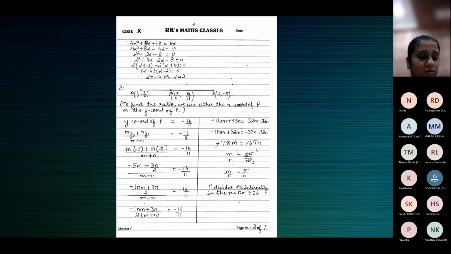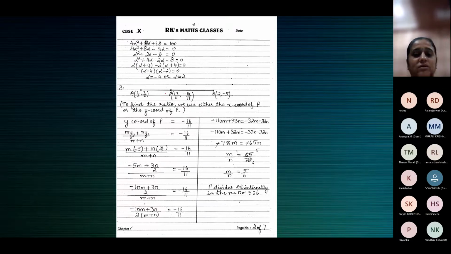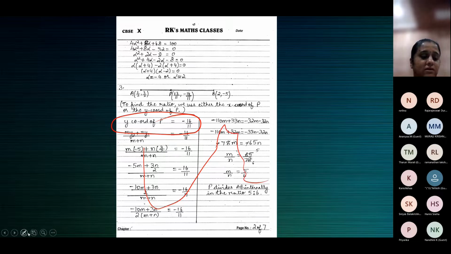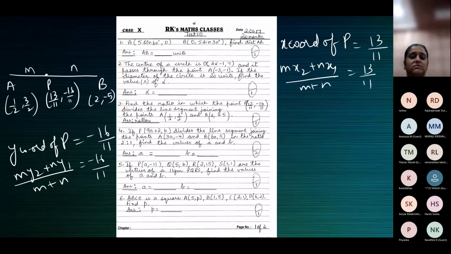So this is how you are expected to do it. Take either the x coordinate or the y coordinate of the point of division. And here you should show all the steps. So the ratio is 5:6, children. Yeah. Next one.